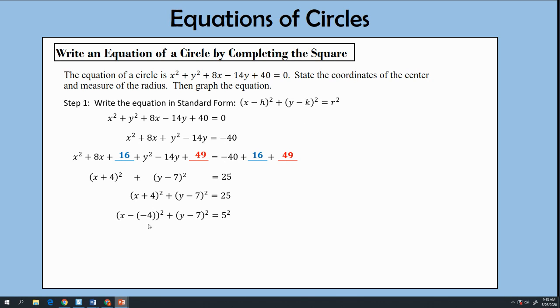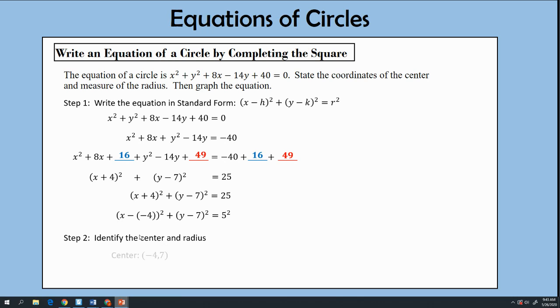Okay, one last thing I'll adjust is, remember, we want this to be a minus, and then the number that follows is the h number. So I'm going to write this as x minus negative 4 squared plus y minus 7 squared equals, and again, this has got to be a base number squared, so that's 5. All right, so we're ready to go here.